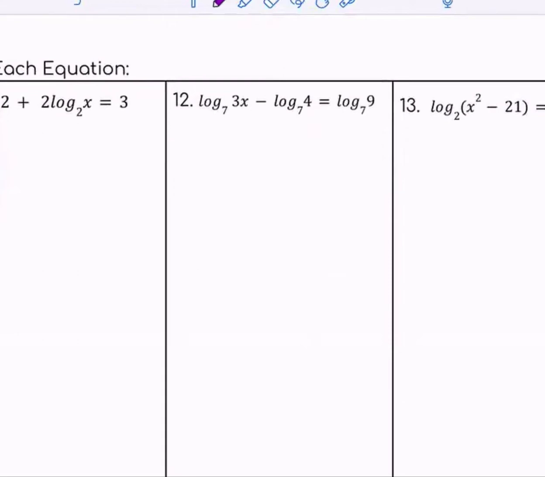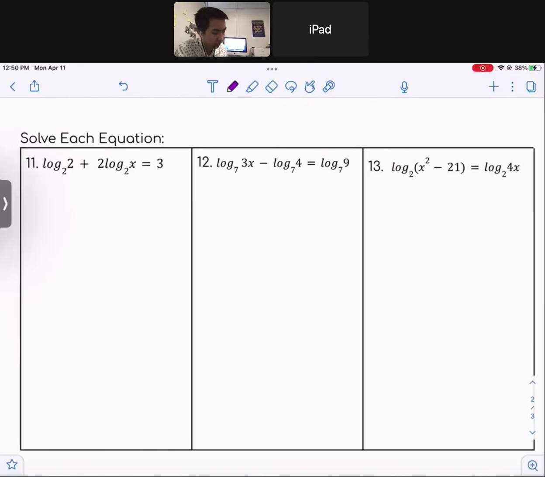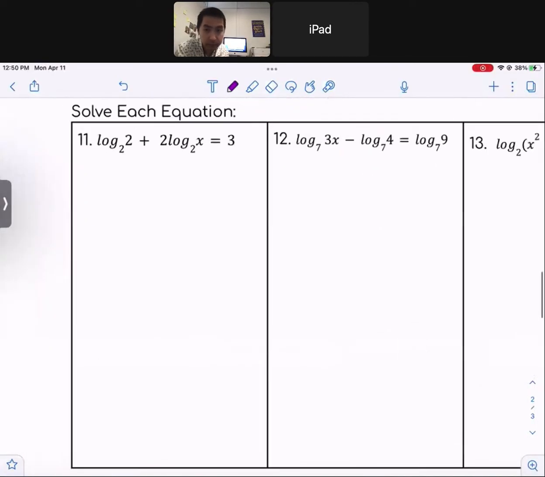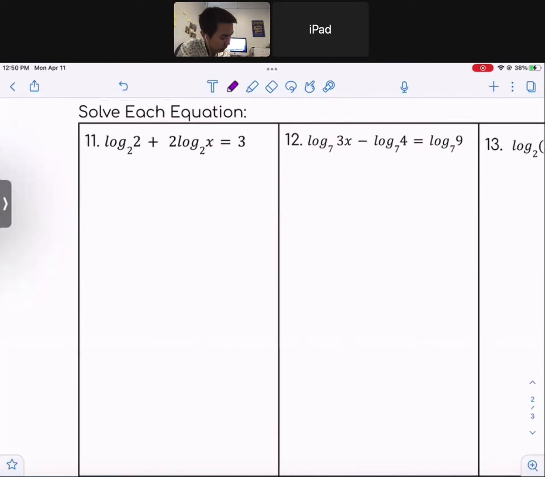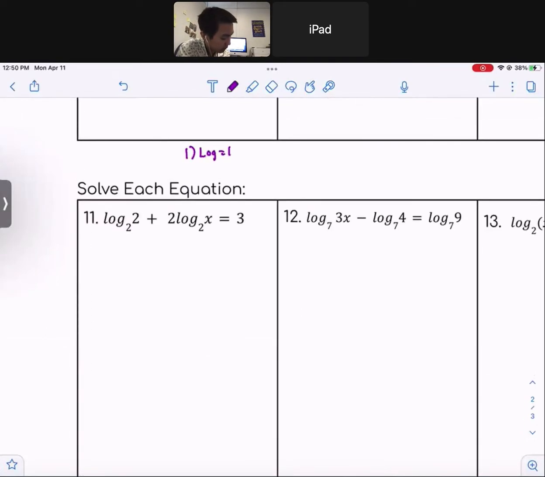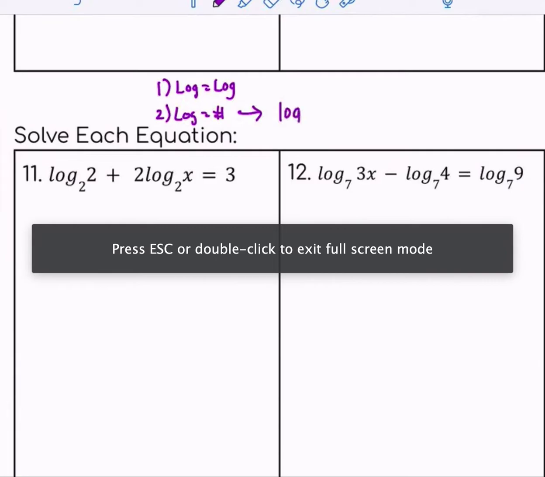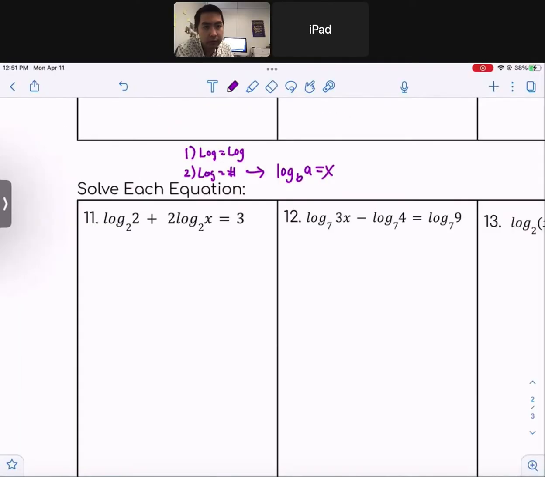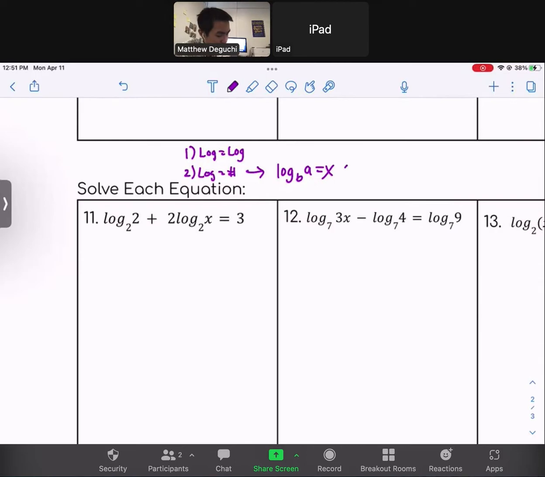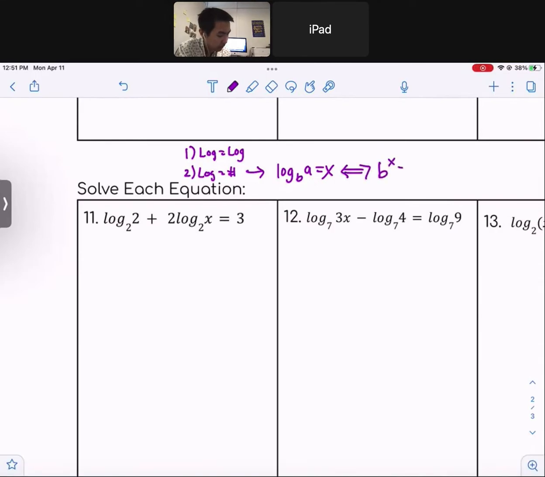And lastly, solving equations. When you solve equations, there are two scenarios: a log equaling a log, or a log equaling a number, which then makes you want to change it to exponential form. That only happens when you get log equal to a number. When it's log equal to log, you just set the insides equal to each other.